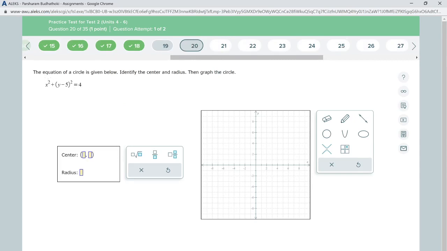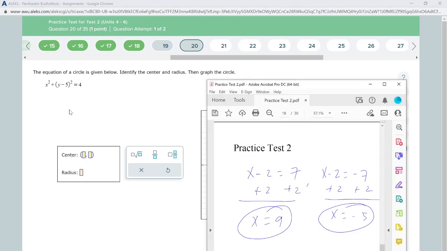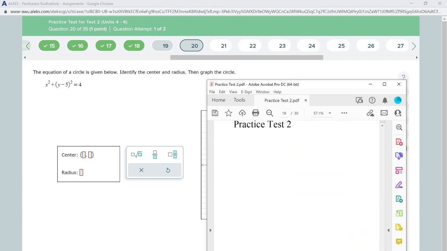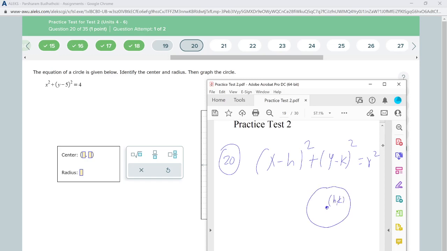Here, find the equation. The equation of a circle is given. Identify the center and radius. This is an equation in standard form. If you remember the equation of a circle in standard form, which is (x minus h) squared plus (y minus k) squared equals r squared, this is the equation of a circle with center at (h, k), and the radius of this circle is r.